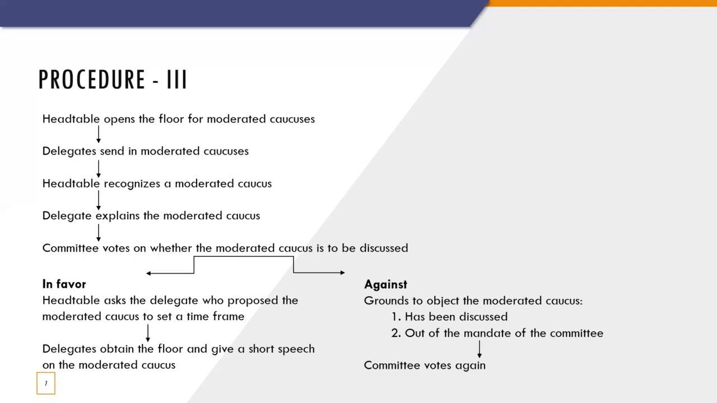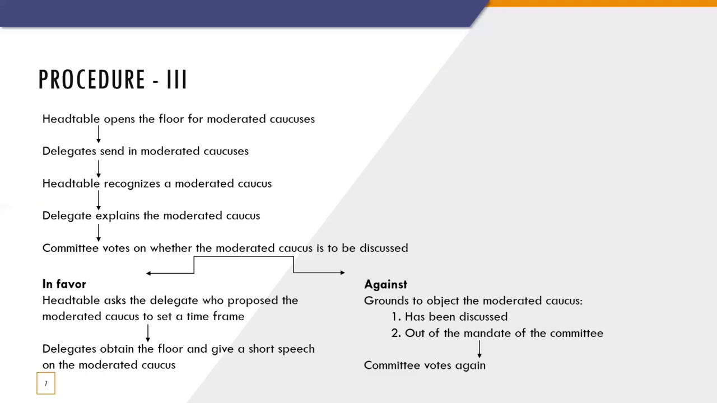So sometimes the head table may recognize your moderate caucus, and if you mention certain terms or treaties that are not very commonly known, the head table will often ask you to give a small, maybe 30 to 15 second statement on what this moderate caucus is all about. Then once a mod caucus has been recognized and you're given a small explanation, the committee will now have to vote whether they are going to second it or object to it. If they second it, the chair will first ask for seconds, then the chair will ask for objections.